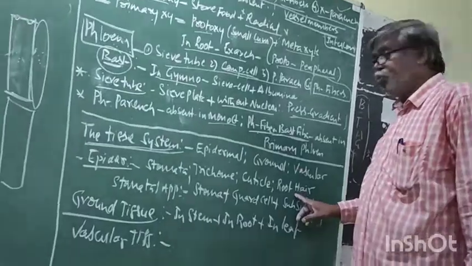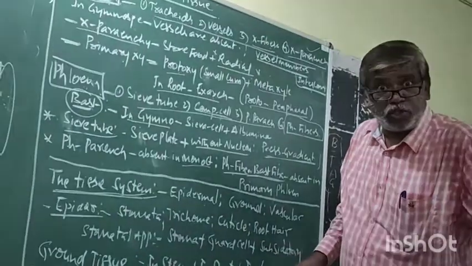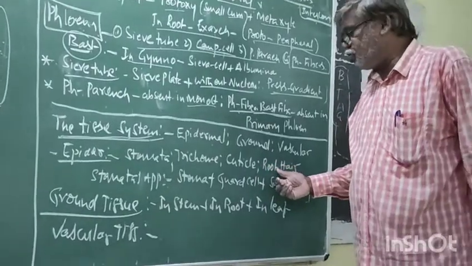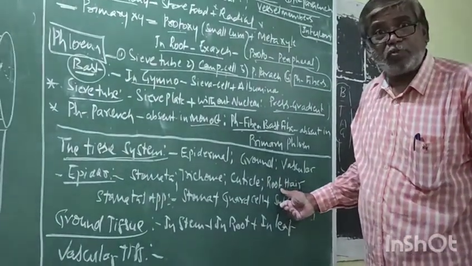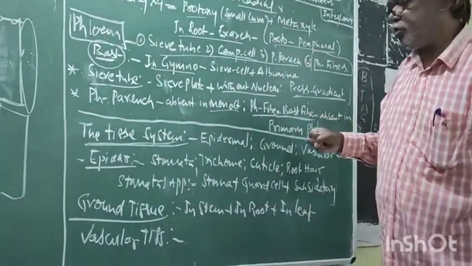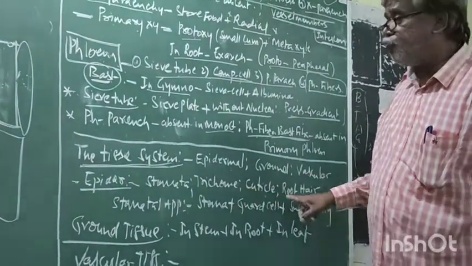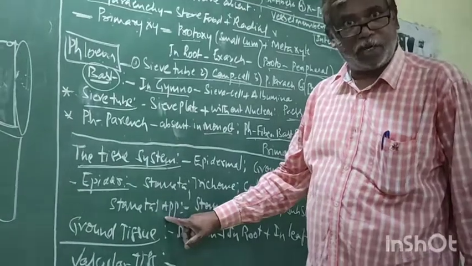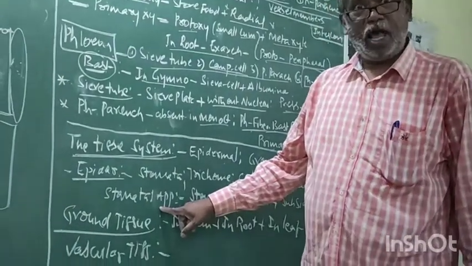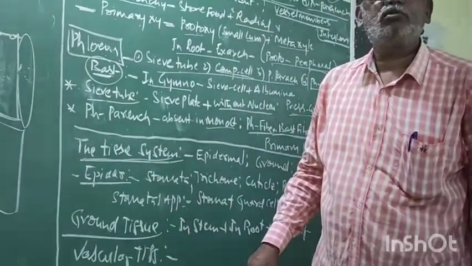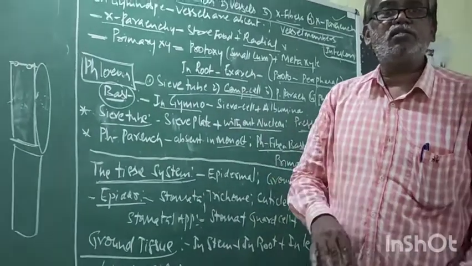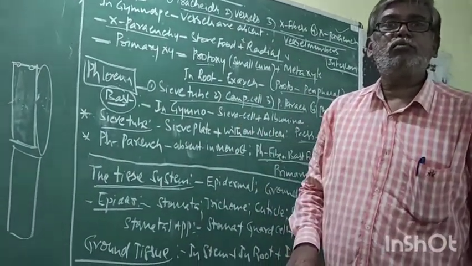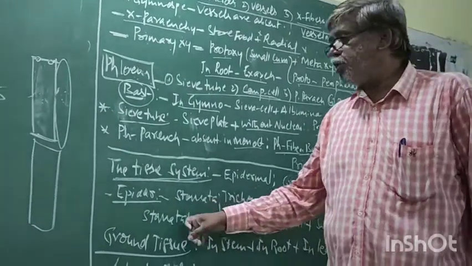Now, root hair. The epidermis of the root contains a projection. This projection is called a root hair. It helps in water absorption. Now these are the derivatives of the epidermis. Now what is it? Stomatal apparatus, which helps in exchange of gases and also in loss of water, transpiration. This is the function of stomata.